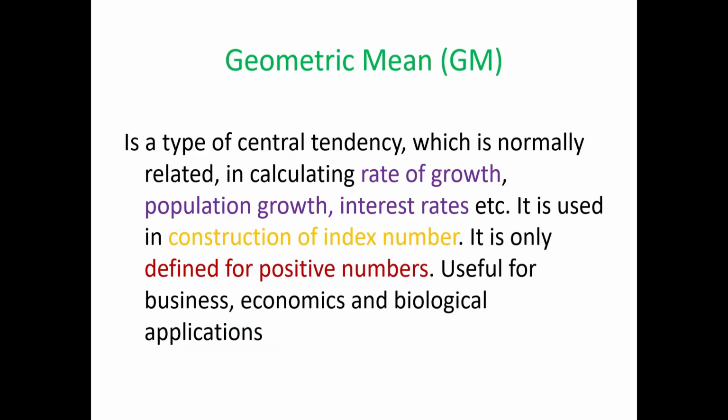Next comes the geometric mean. It is a different type of central tendency. It is mostly related to growth, rate of growth, population growth, interest rate, etc. We heavily use it for index numbers. I don't know how many of you have an idea of index numbers. But the only problem is it can only be defined for positive numbers. For business, economics and biological applications, the geometric mean is heavily used.